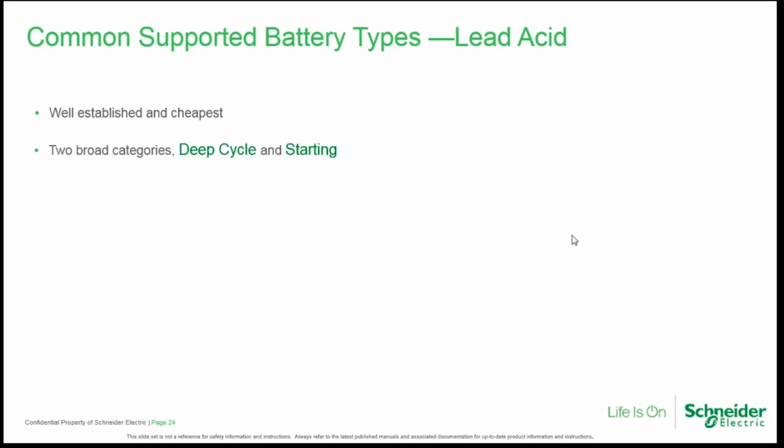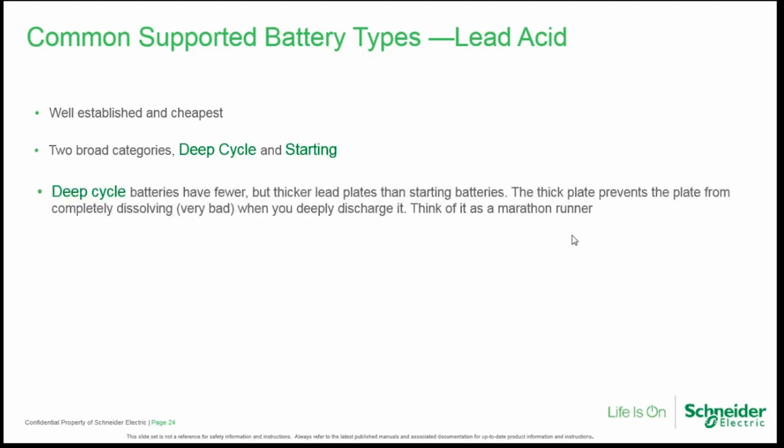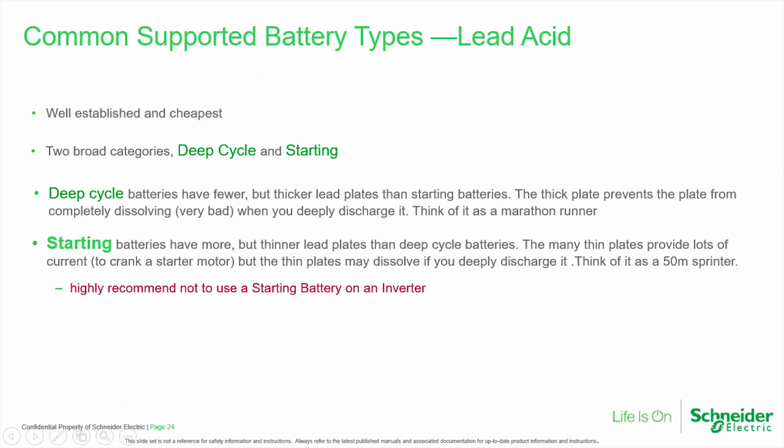There's two broad categories I want to get out of the way first. There's deep cycle and starting batteries. Deep cycle batteries have a bunch of thick lead plates. Thick lead plates don't wear out if you deeply discharge the battery. Think of it as like a marathon runner. Starting batteries, however, have a whole bunch of thinner plates because their job in life is just to deliver a whole whack of current really, really quick to turn over that starter motor. Think of it as like a 50-meter sprinter.